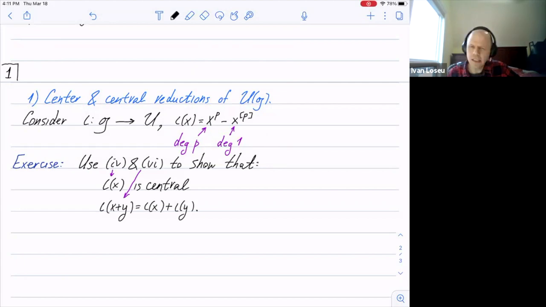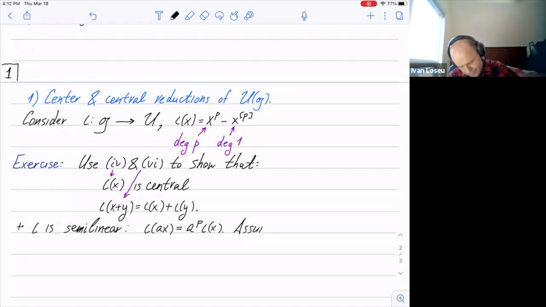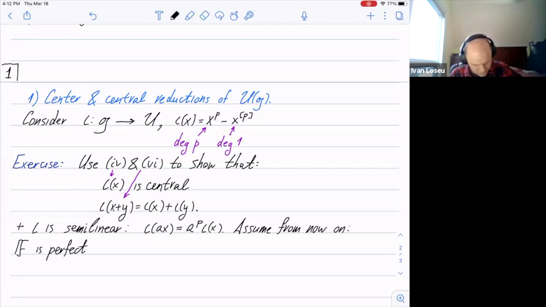Now it's not linear, it's semi-linear. So iota is semi-linear. Namely, if I multiply the argument by A, then the result is going to be multiplied by A to P. So, and I'm going to assume from now on that my field F is perfect. So it has an automorphism which is taking P-th root.